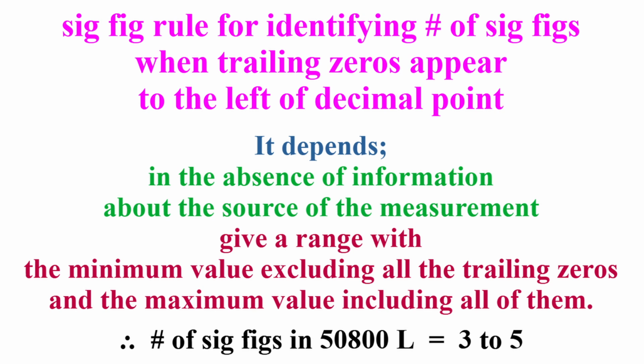The only way to express the correct number of sigfigs in this case is by using the scientific notation such as 5.08 times 10 raised to 4, 5.080 times 10 raised to 4, or 5.0800 times 10 raised to 4 to indicate 3, 4 and 5 sigfigs respectively.